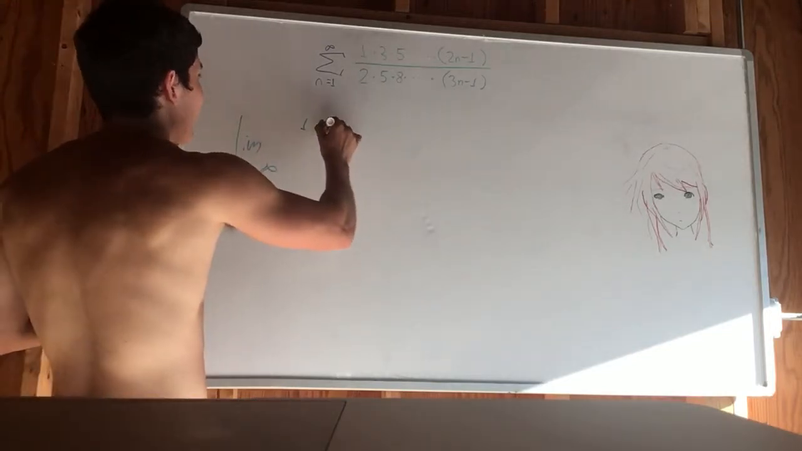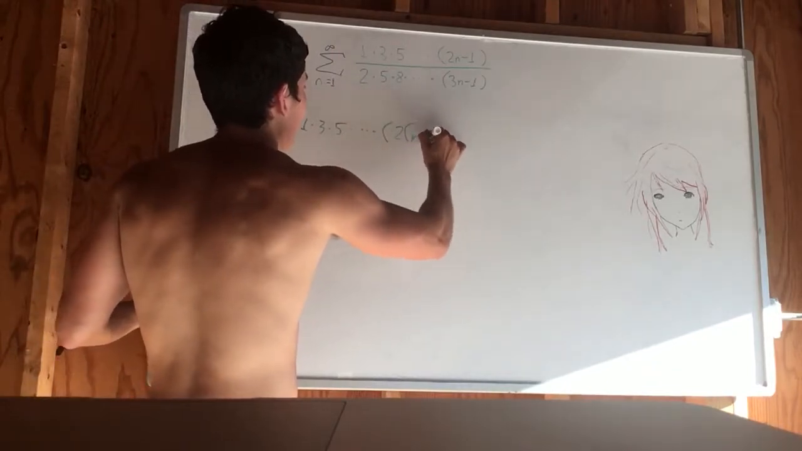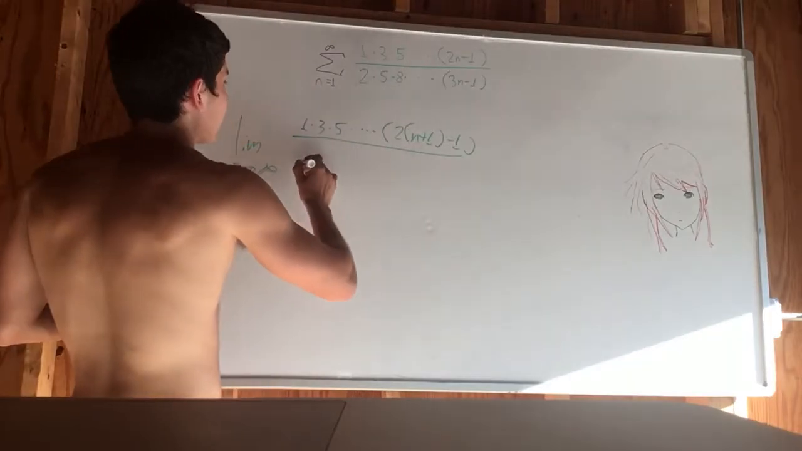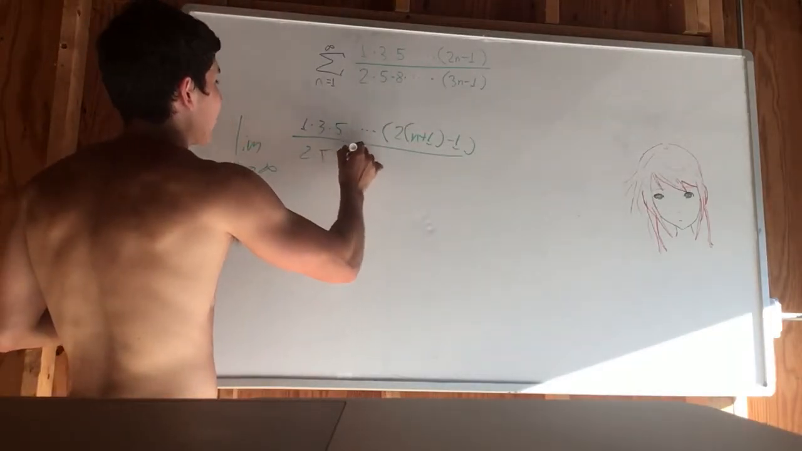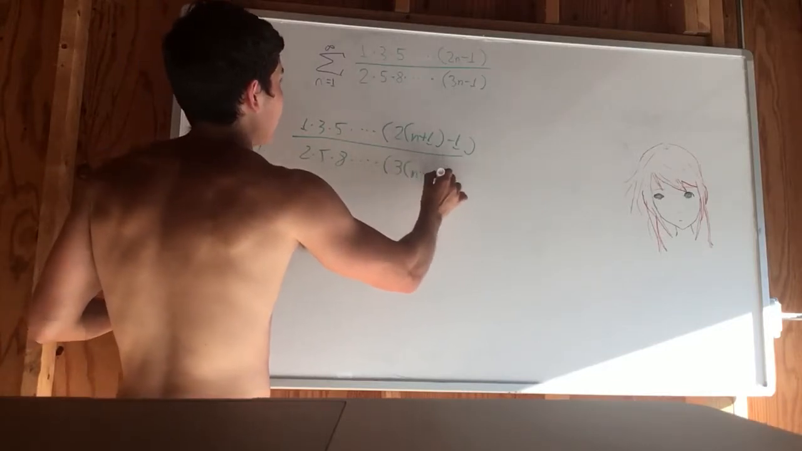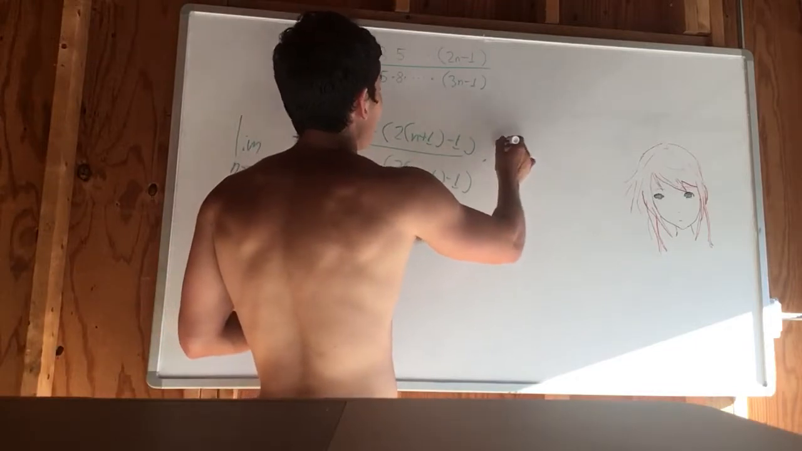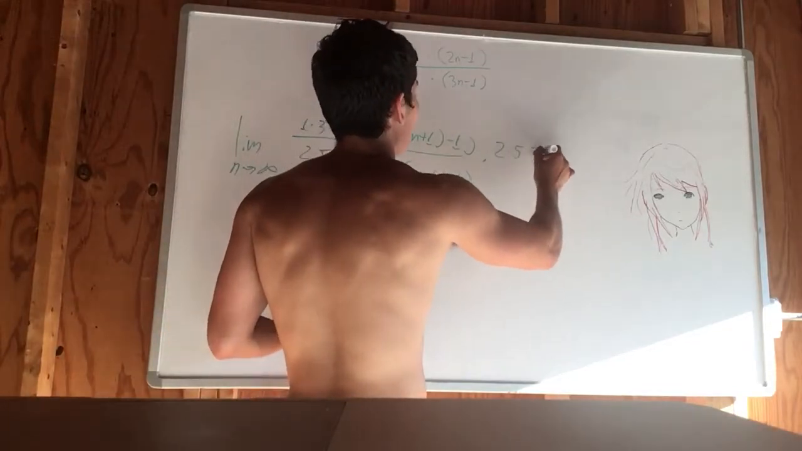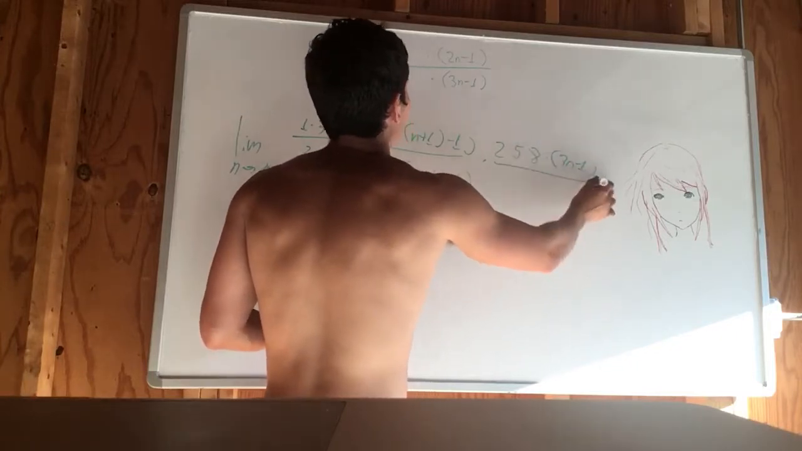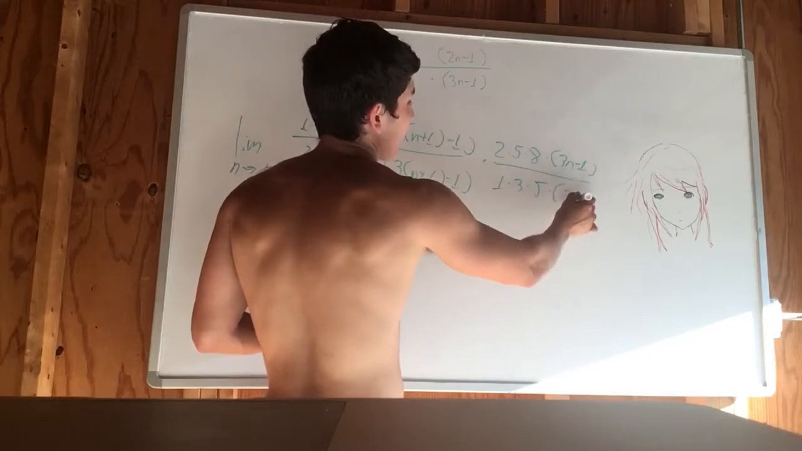So this is 1 times 3 times 5 times dot dot dot times 2 times n plus 1 minus 1 over 2 times 5 times 8 times dot dot dot 3 times n plus 1 minus 1. And finally, we multiply by the reciprocal, which is 2 times 5 times 8 times 3n minus 1 over 1 times 3 times 5 times 2n minus 1.